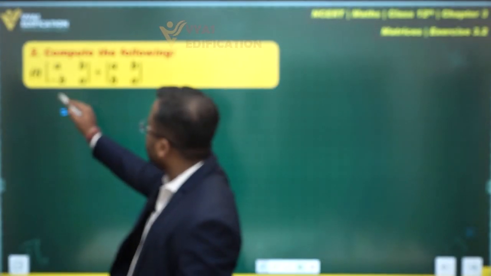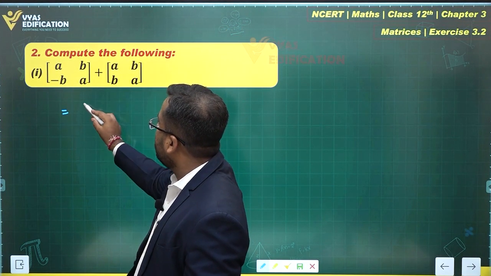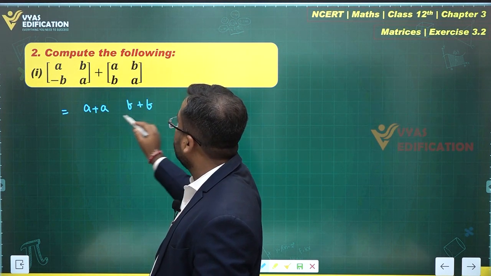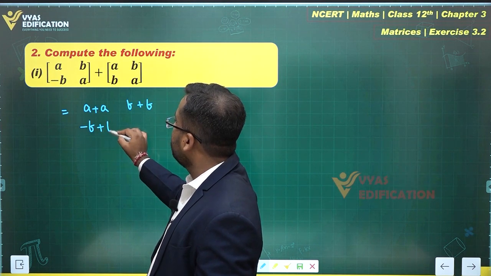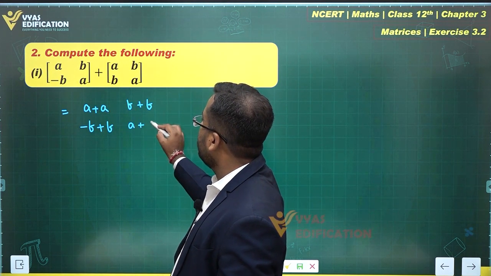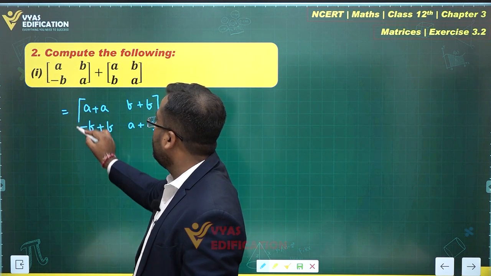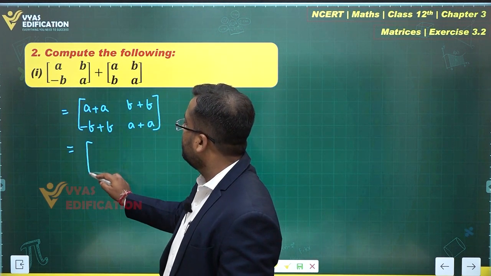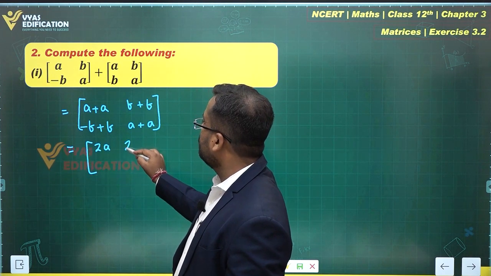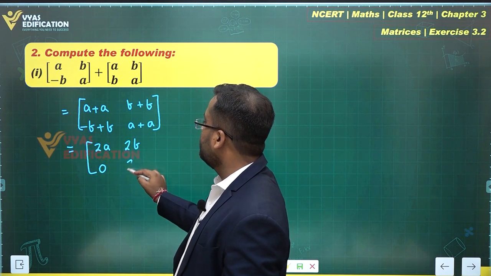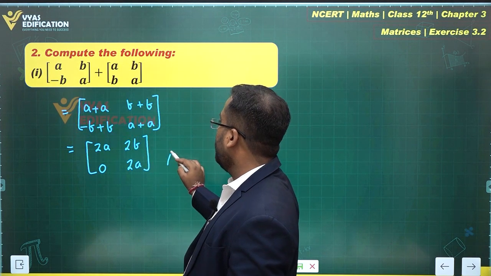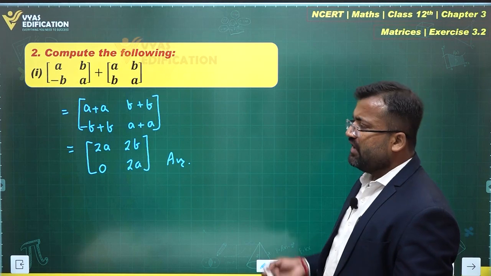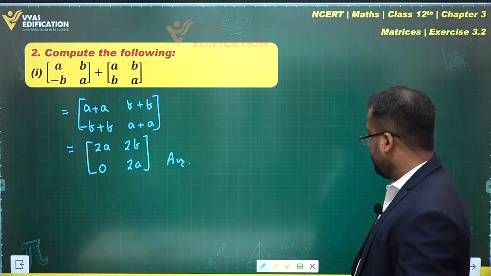What you do is you simply add the corresponding elements. A plus A, B plus B, minus B plus B, and A plus A. This is what you obtain on adding. Simplify it further, and what you get over here is 2A, 2B, 0, and 2A. And yes, that is my answer for part 1 of this second question.